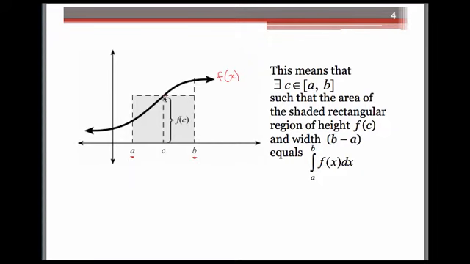So what this is stating is that somewhere in between a and b, we should be able to find a place where the height of the rectangle, given to us by f of c, times the width of the rectangle, which is always going to be from a to b, gives an area of the rectangle that is exactly equal to the area under the curve. So the shaded region in gray is supposed to, in the end, be equal to this area under the curve.